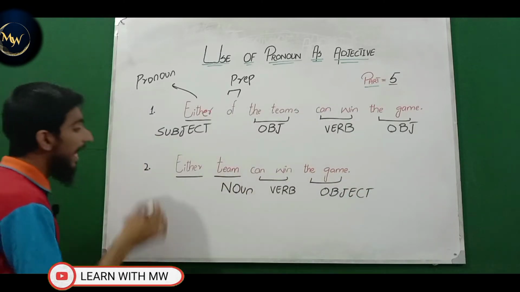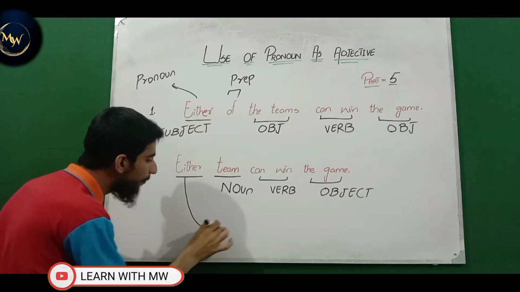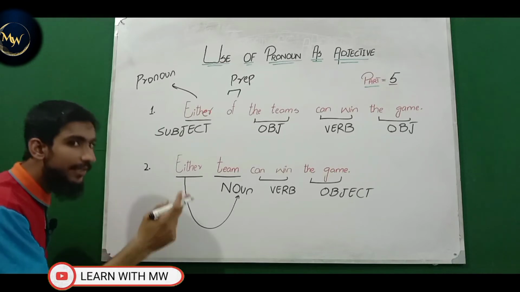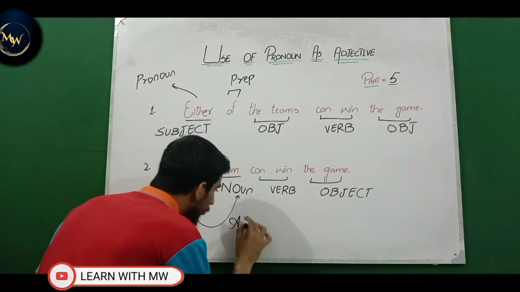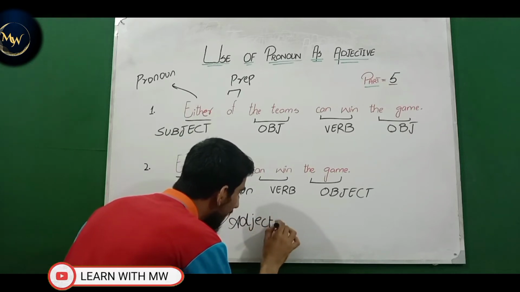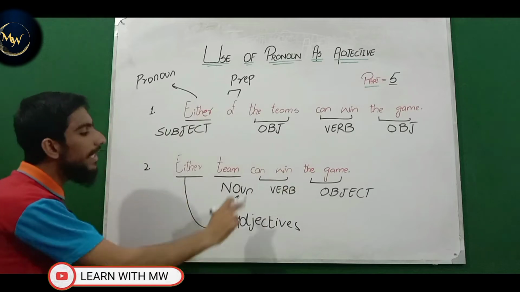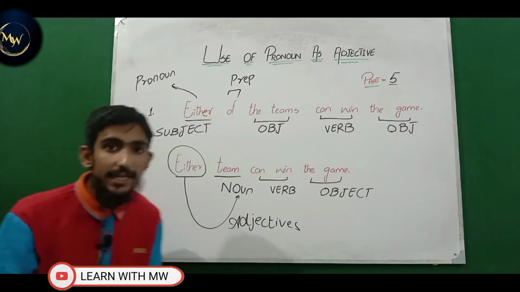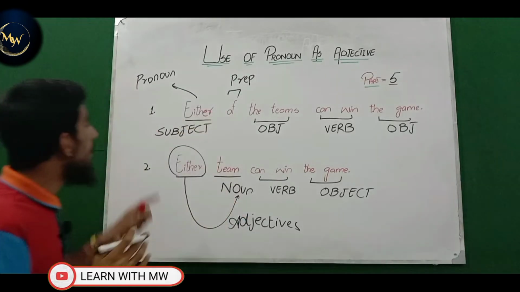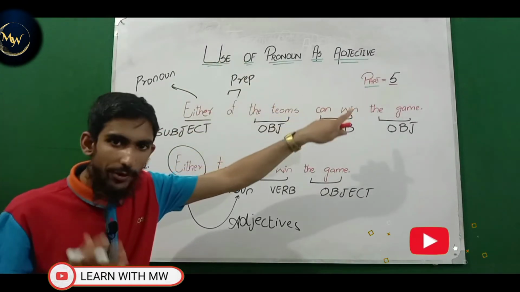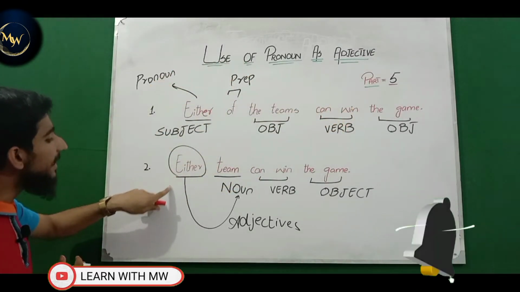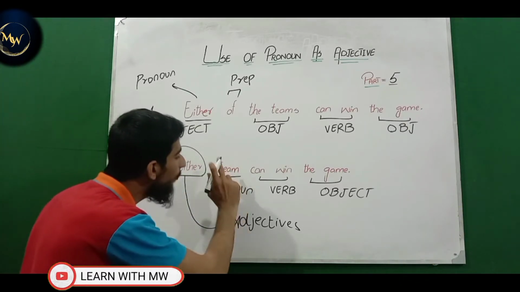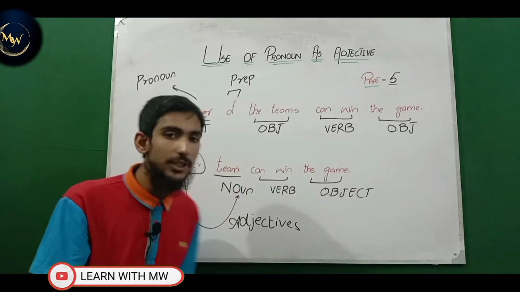Those words which add meaning to the noun, we call adjectives. Yes, those words which add meaning to the noun, we call adjectives. So either in this sentence is an adjective. Remember, either is basically a pronoun in English grammar, but here the use of pronoun as adjective is our topic and the concept that we are going to prove. So either is used as adjective here because either basically adds meaning to the noun team. That's why either is used as adjective in English grammar.